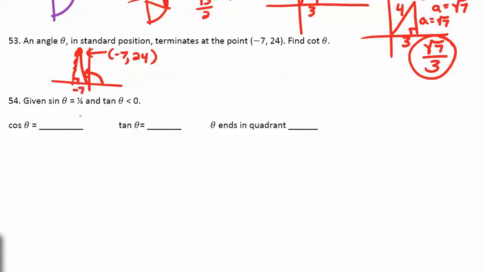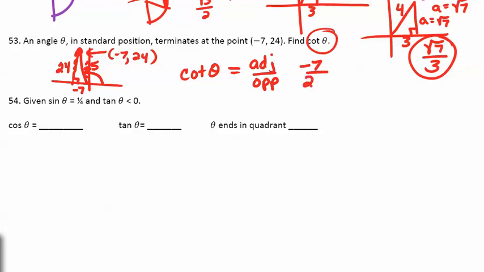We know this length is negative 7. We know the y-coordinate is the height of 24. And again, it's a simple Pythagorean triple. I hope you remember that that hypotenuse would be 25. Sorry, that's kind of a small diagram. Okay, so now we're looking for the cotangent of that angle theta. So cotangent is the reciprocal of tangent. In other words, it would be adjacent over opposite leg. So the adjacent leg would be -7, and the opposite leg would be 24.